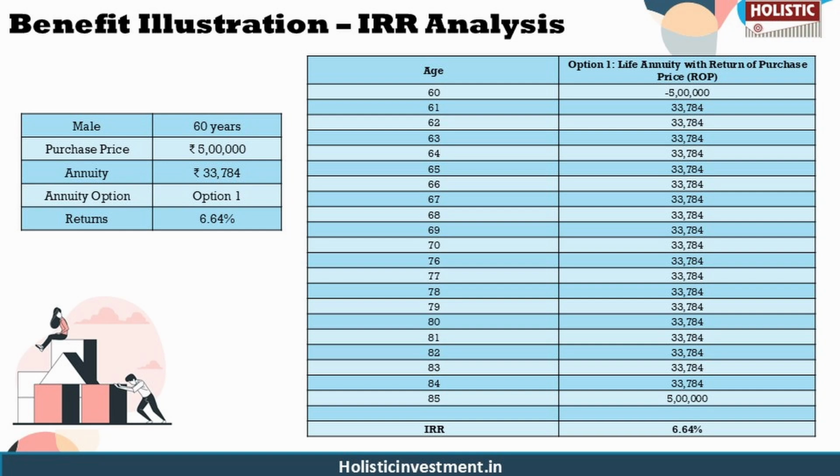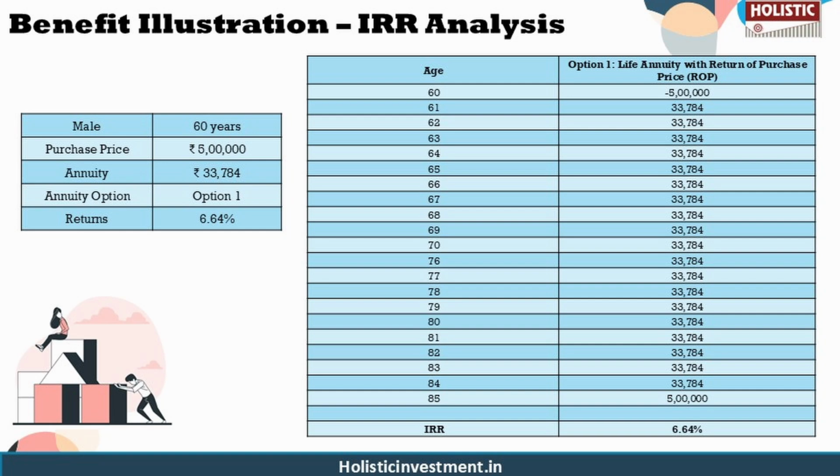1, life annuity with 100% return of purchase price. So he receives an annual annuity of 33,784 rupees. At the age of 85, assuming the life expectancy, the nominee gets back the purchase price of 5 lakhs. Based on these cash flows, the IRR works out to be 6.64% as per the policy's maturity calculator.